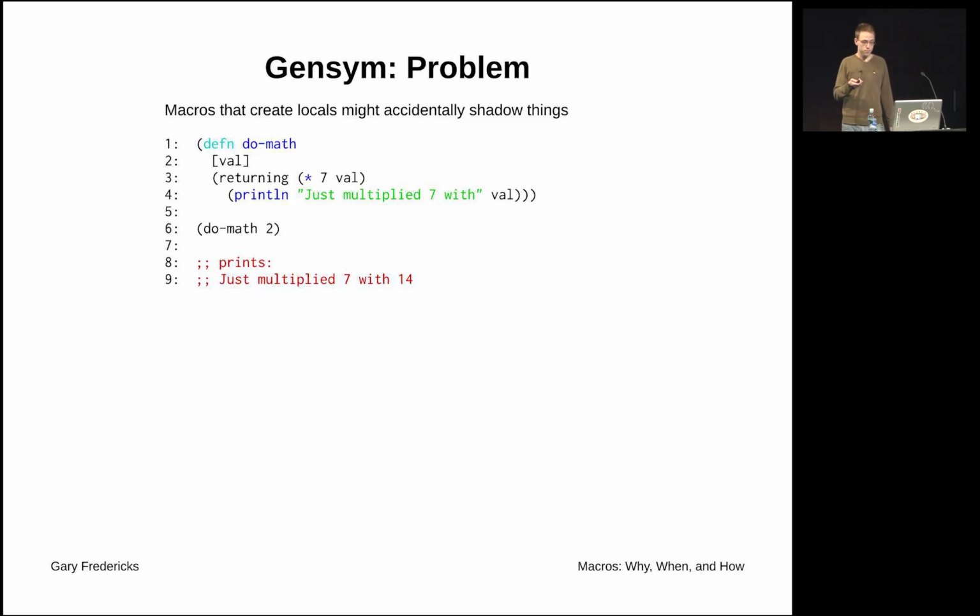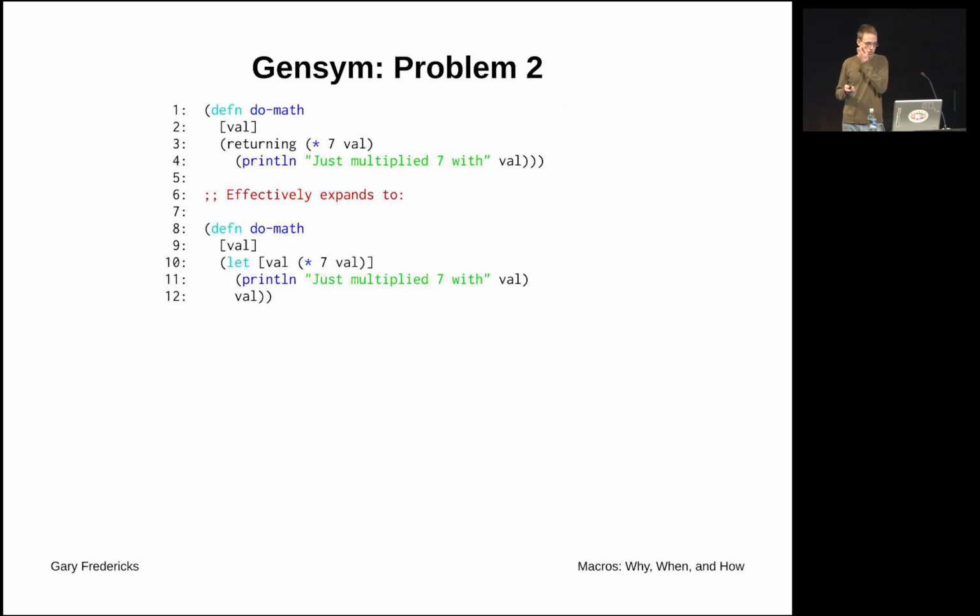So for example, this doMath function wants to use the returning macro. It takes a single argument called val, which happens to be the exact same local name we used in our macro definition. So what we want this to do is return 7 times the argument and then print that it multiplied 7 with the argument. But when we pass in 2, it tells us that it multiplied 7 with 14. Why does it do that? Well, if we look at the expansion, what we basically wrote was a function with an argument and then let the same name.